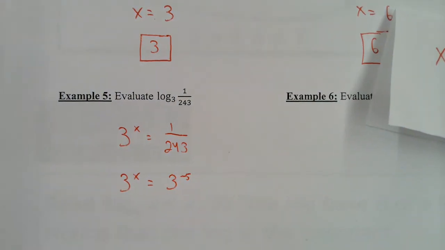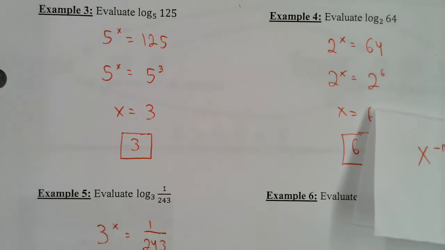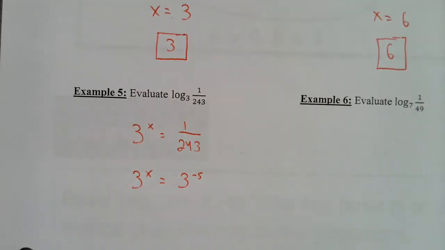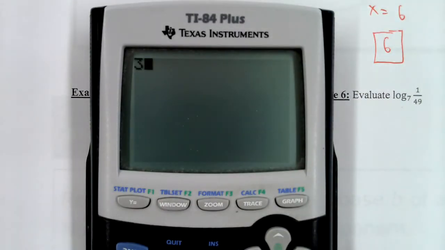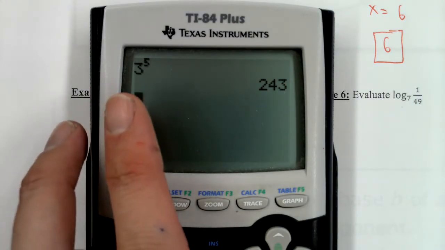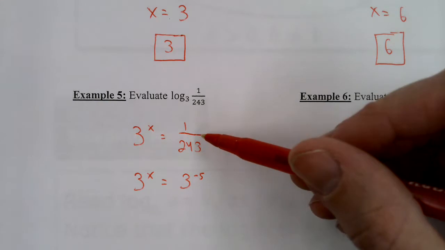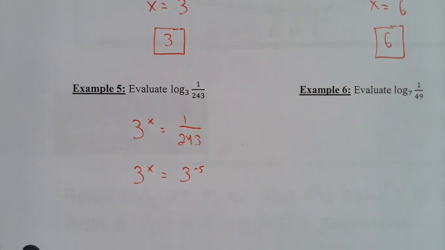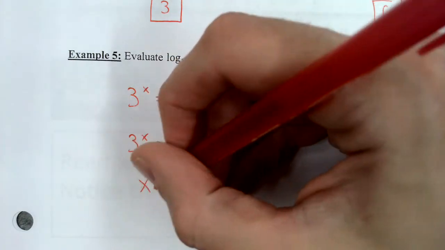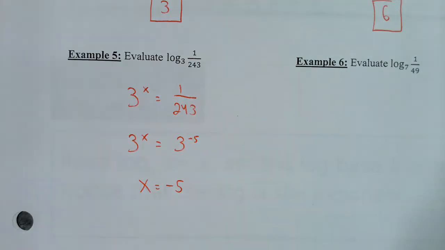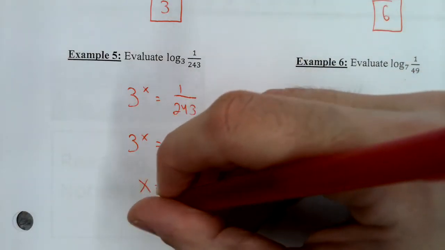Let me write that a little neater. It looks a little messy. Hold on. There we go. Okay. Think about it like this. 3 to the 5th power equals 243. So 3 to the negative 5th power equals 1 over 243. Okay. So now we have the bases are the same, set the exponents equal. X equals negative 5, which is my answer.